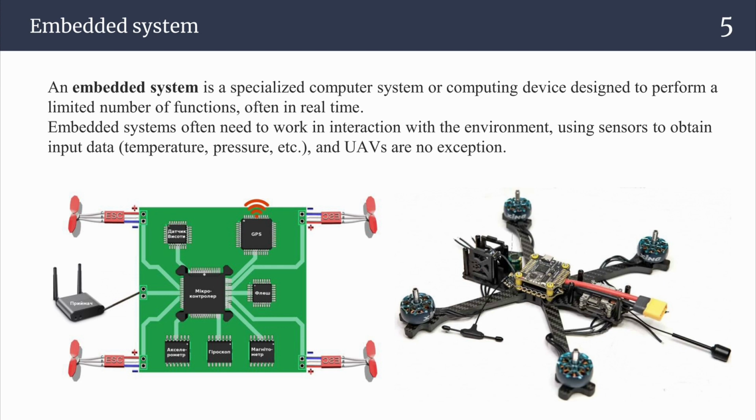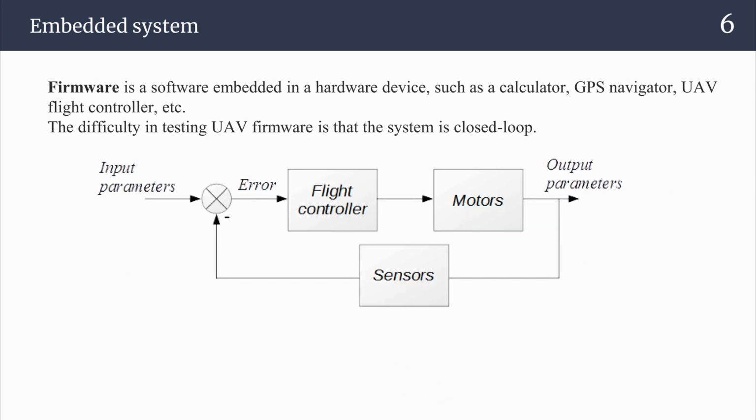The figure shows a simplified architecture of the UAV and its content. It can be seen that many different sensors are used as part of the UAV. Firmware is software embedded in a hardware device, such as a calculator, GPS navigator, UAV flight controller, etc. The difficulty in testing UAV firmware is that the system is closed loop. You can see from the figure that it is not possible to stop the firmware from running, as the system will stop functioning.